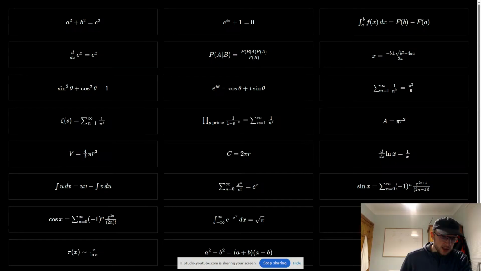For (x - y)^4, we have x^4 - 4x^3 y + 6x^2 y^2 - 4xy^3 + y^4. So again, we see the plus-minus pattern. For (x + y)^5, the coefficients are 1, 5, 10, 10, 5, 1. And for (x + y)^6, the coefficients are 1, 6, 15, 20, 15, 6, 1.